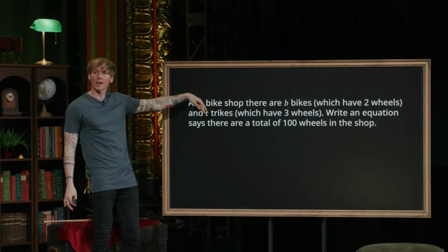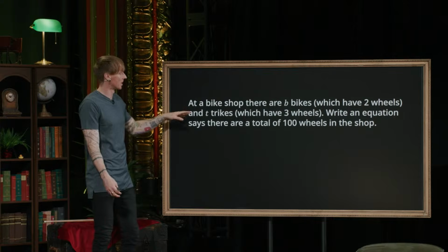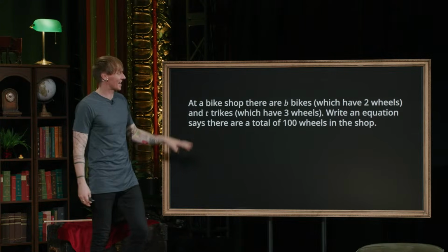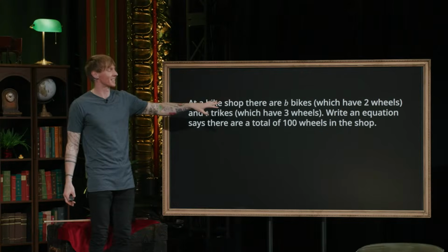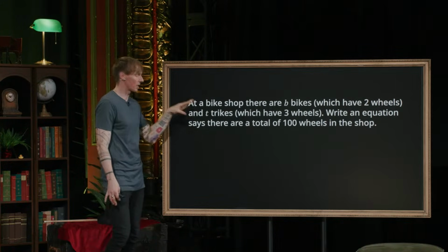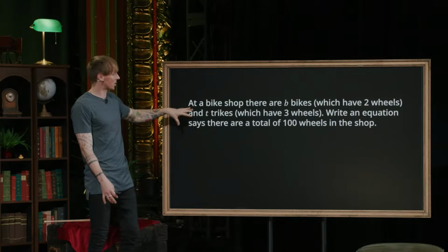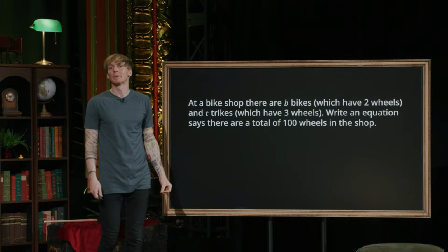They're also selling trikes, and they have some currently unknown number T of trikes, and a trike or a tricycle has 3 wheels. Less common than the bike, but they do exist. So 2 wheels on a bike, 3 wheels on a trike. And again, we want to write down an equation, but this time the equation is going to tell us there are a total of 100 wheels in the shop.